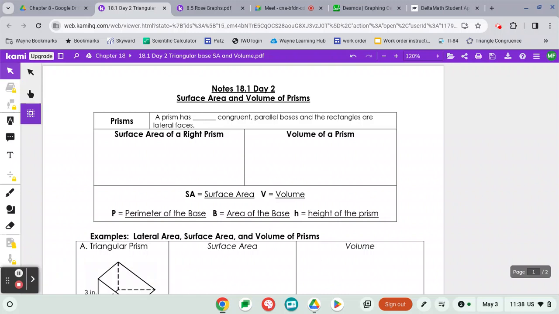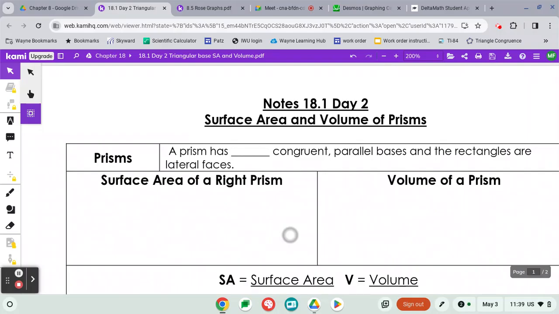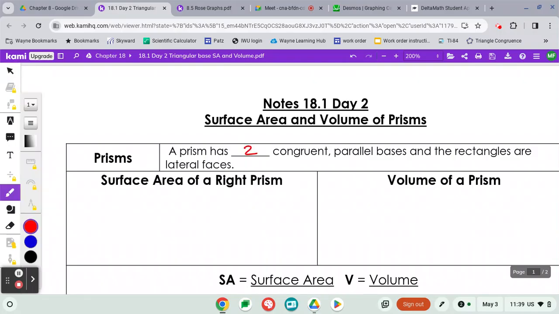So far, we have talked about prisms, and specifically right prisms. The reason they're called right prisms is because they form a 90-degree angle from the base to the edge. Okay, so far we have talked about rectangular prisms. And the key thing is, on a prism, we always have two congruent parallel bases. However, in rectangular prisms, all the sides, including the bases, were rectangles.